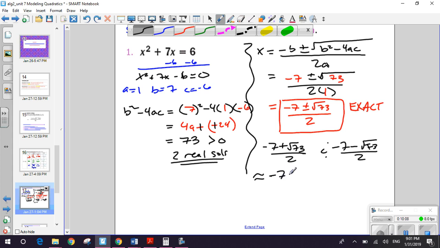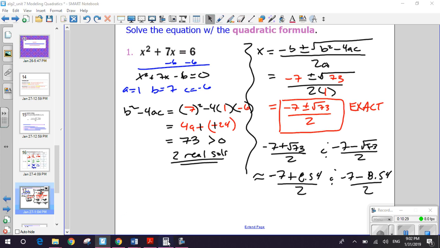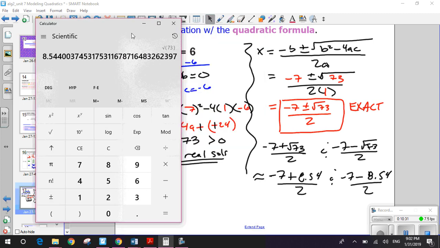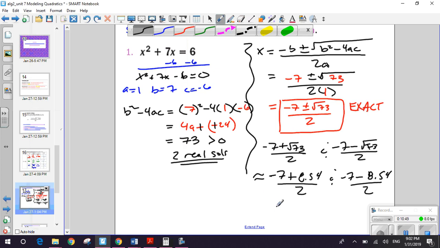So that's negative 7 plus 8.54 divided by 2, and negative 7 minus 8.54 divided by 2. So you got to take care of the numerator first. I don't have a negative sign on this calculator, so I got to do 8.54 minus 7, and then divide that by 2, and I get 0.77 for my first answer.